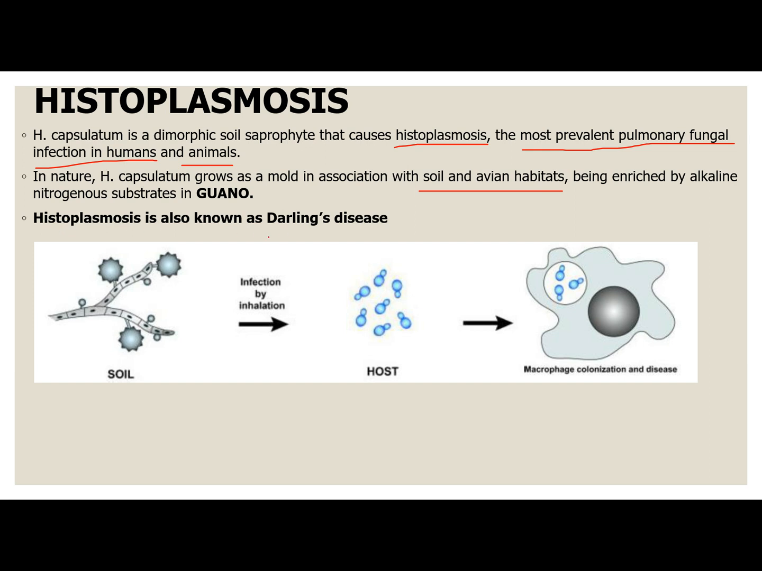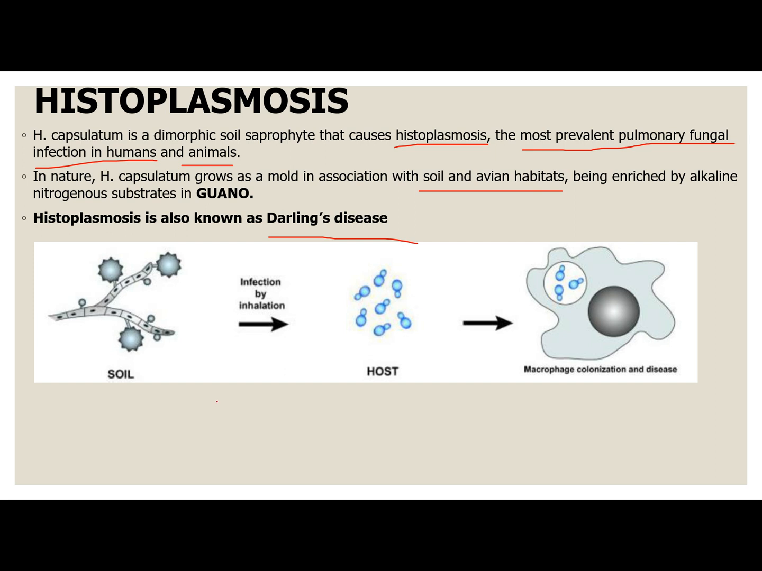Histoplasmosis, class, is also known as Darling's disease. So let's say the guano of bats would go to the soil. Now, in the soil, class, the molds of Histoplasma capsulatum would develop and grow. Now, accidentally, you disturb the soil. You were in a cave, walking, then you accidentally disturb the soil with guano, which contains Histoplasma.